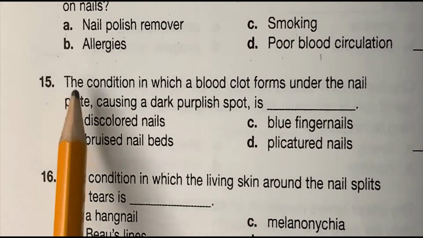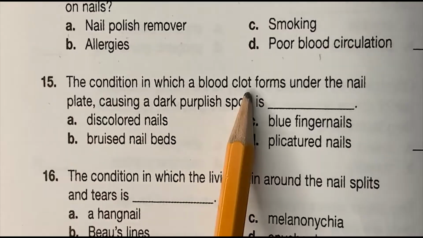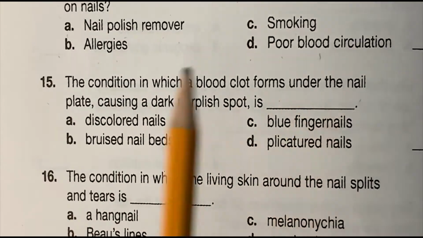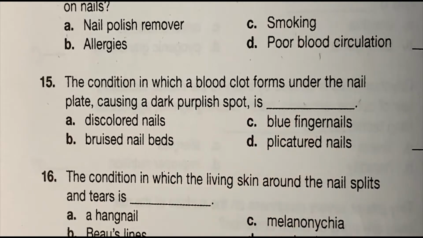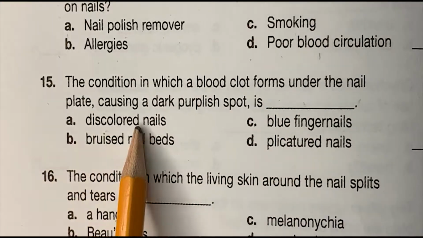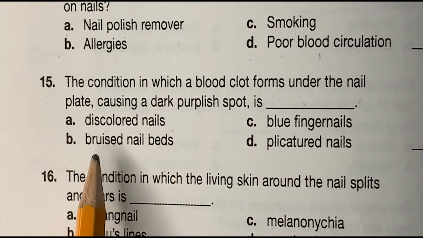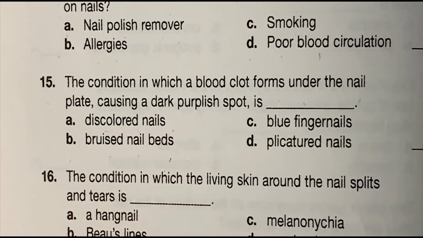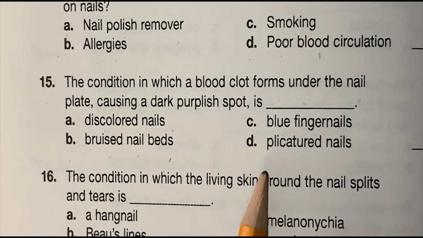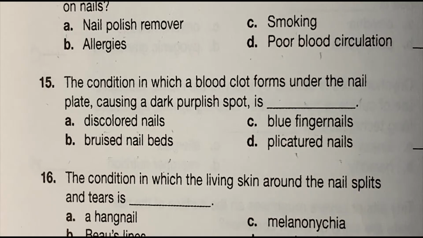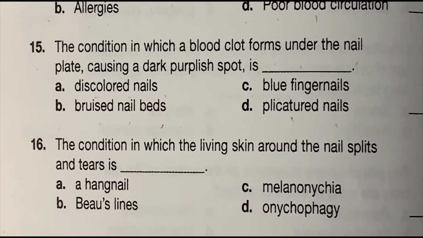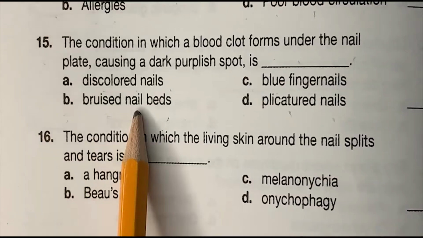Number 15, the condition in which a blood clot forms under the nail plate causing a dark purplish spot is blank. Is it A, discolored nails, B, bruised nail beds, C, blue fingernails, or D, plicated nails? And your correct answer is B, bruised nail beds.